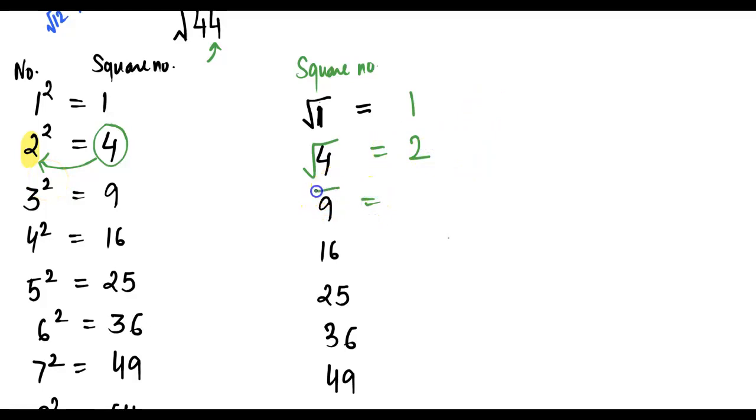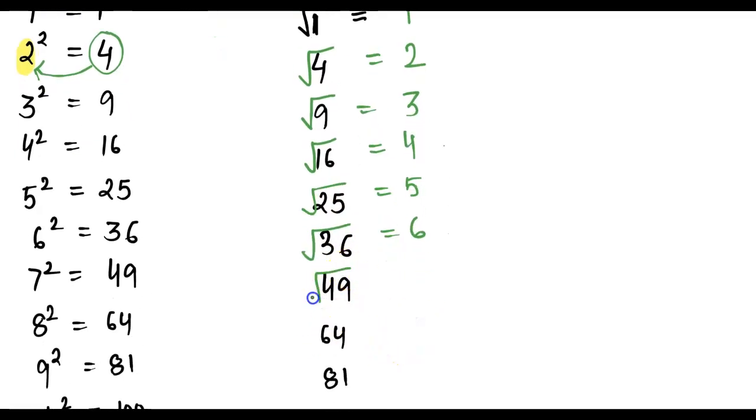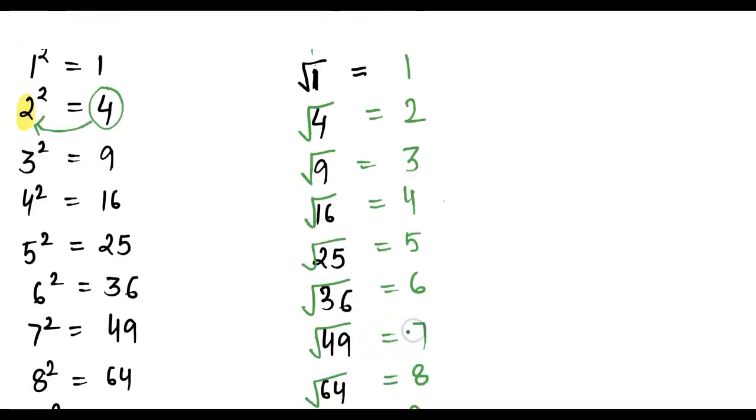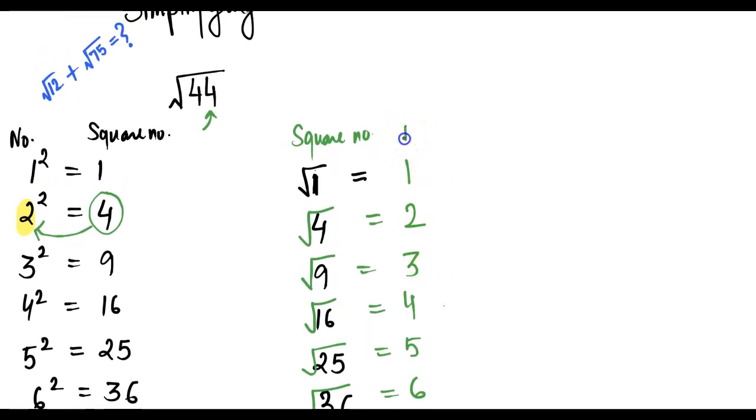Similarly, the square root of 9 is 3. Square root of 16 is 4. I know most of you know this. Square root of 25 is 5. Square root of 36 is 6. Square root of 49 is 7. Square root of 64 is 8. Square root of 81 is 9, and square root of 100 is 10, right? So these all are roots, or we can say square roots.